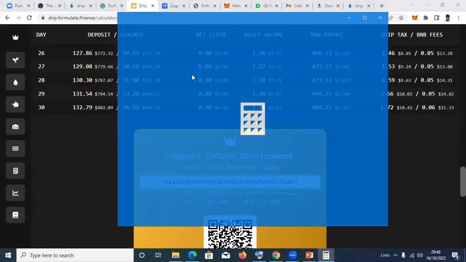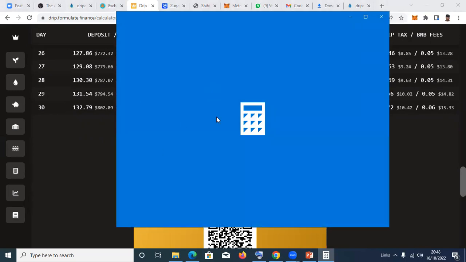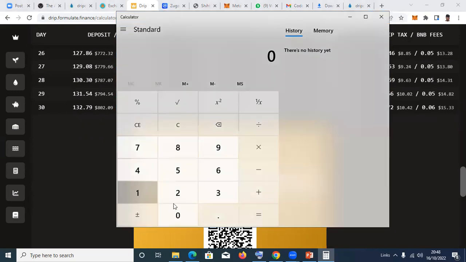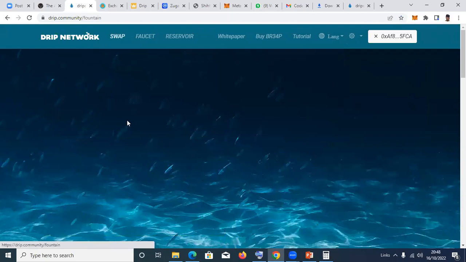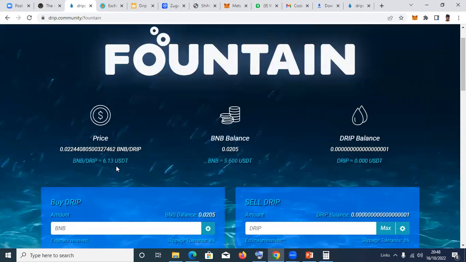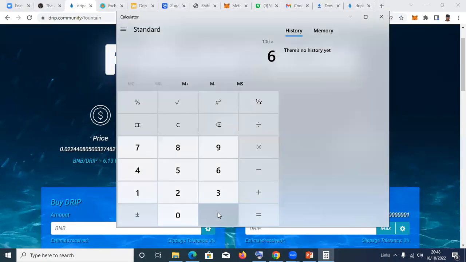Initially you had 100 drips, and then 100 drip times, let's look at the current price of a drip now. The current price of a drip is 6.13 USDT here. That's the price for a single drip. So 100 times 6.13.